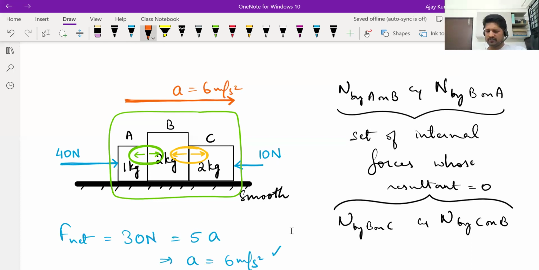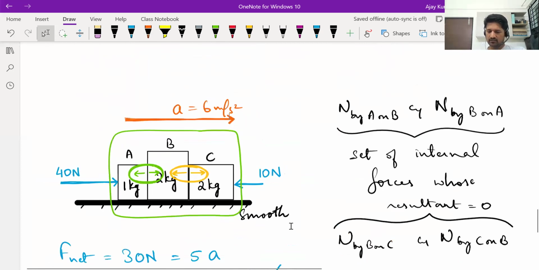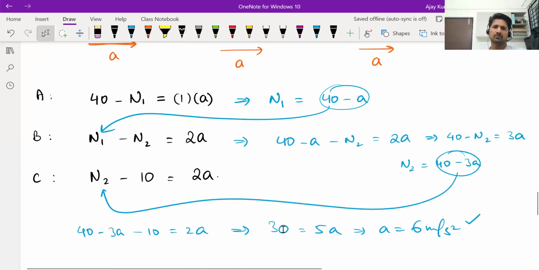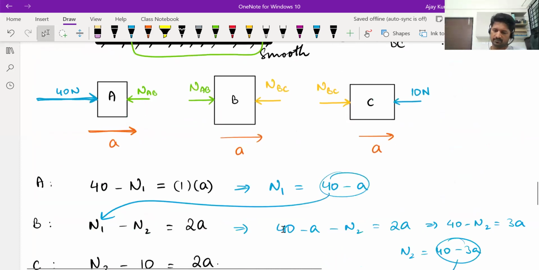I guess some of you did that. Okay, you gave the acceleration answer correctly, but the normal force answer you did not give correctly. So if you take the system together, you get an acceleration of 6. Now the next part of the question, you have to find out the normal forces individually. Write F net equal to ma for any one of the blocks, that will be enough. For example, take C.